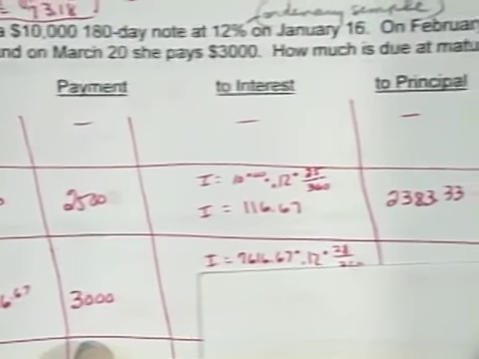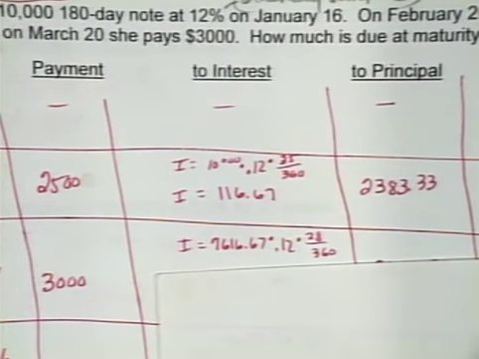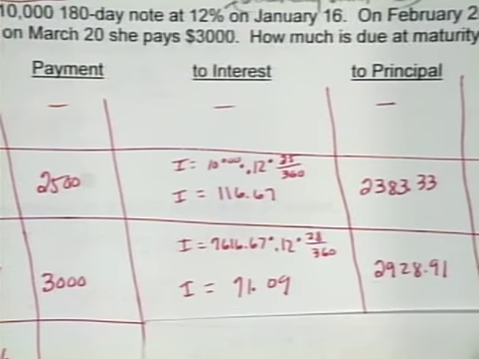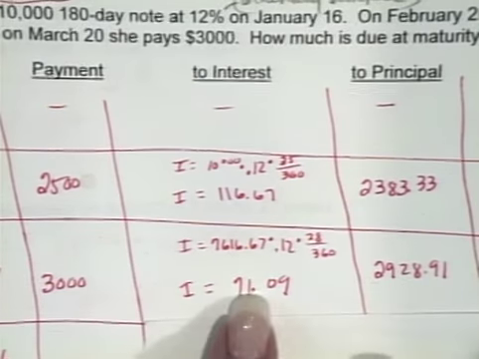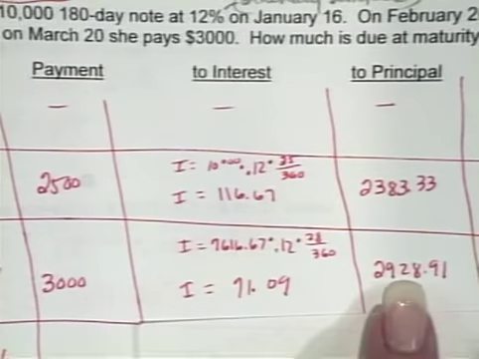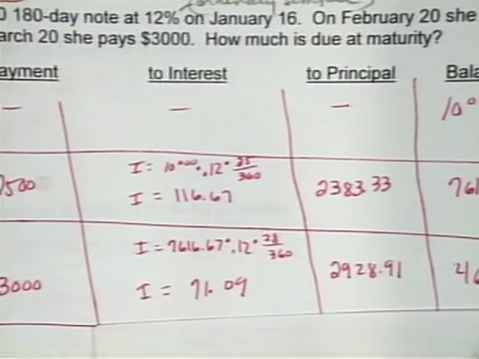This is the first time that I've had trouble doing this, that it would be better on a board. I've loved the overhead until now. It's just kind of hard because I keep jumping around. So the amount that went to interest was $71.09. You with me? I take $71.09, subtract it from $3,000, which was the payment, and the amount that goes to principal is $2,928.91.